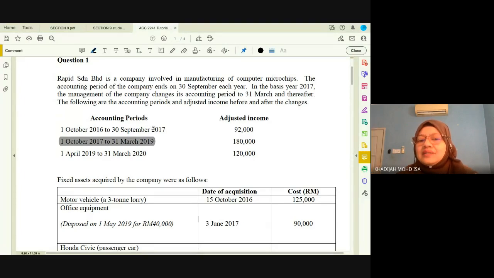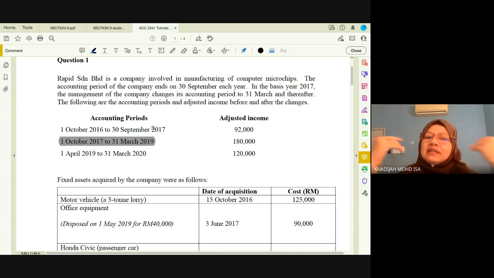Is the year 2019 the following year or the previous year? The previous accounting period ends on 30th of September 2017. So you have to see whether the new accounting period is closed in the following year, which is 2018, or is it closed in the third year, in this case 2019? Now you have an 18 months period and the year ends on the third year because it is closed on 31st March 2019. So 2019 and 2017, the year before that. So that is a third year.